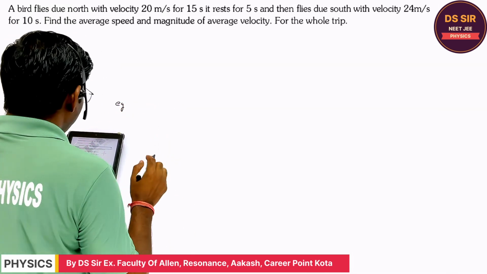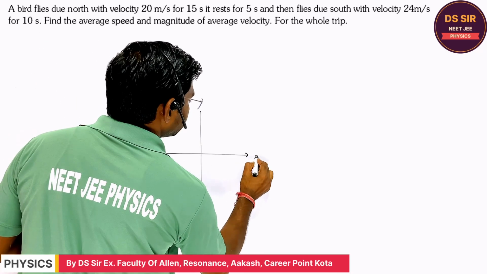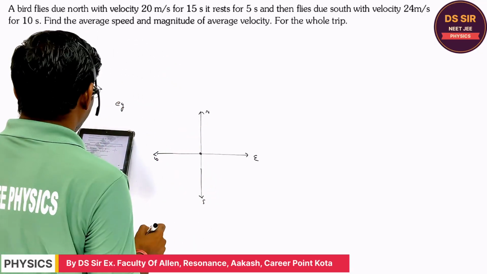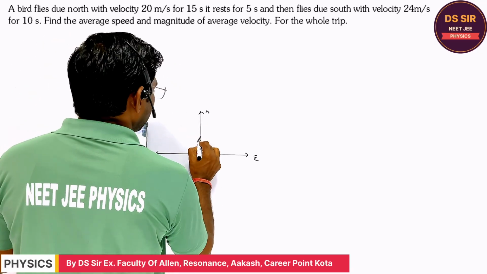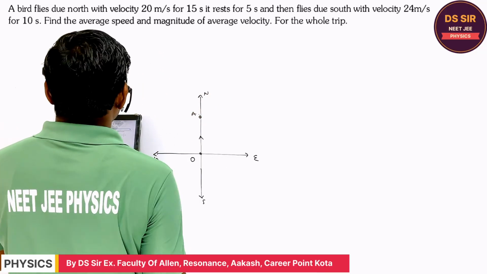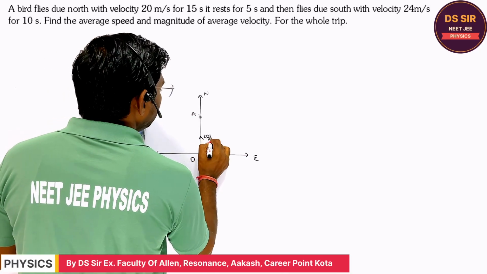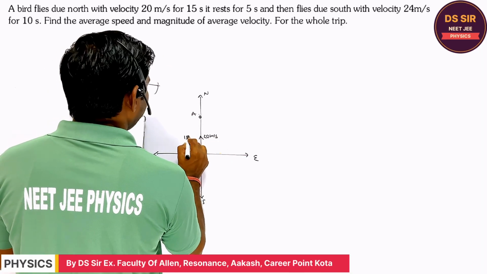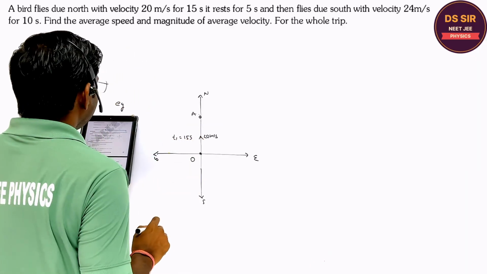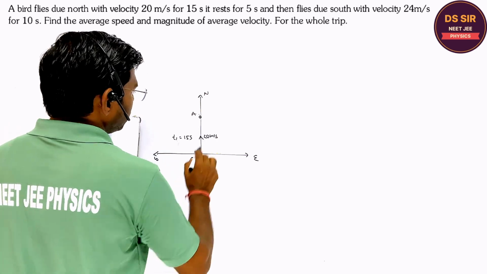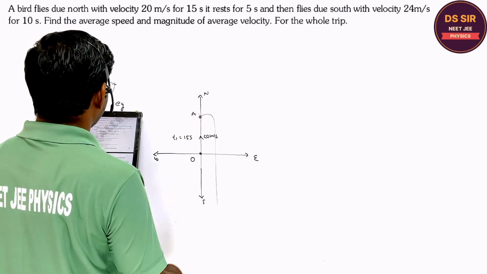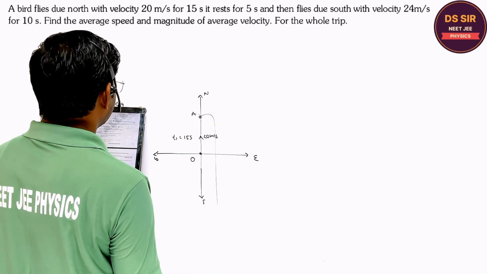So read this question. A bird flies due north. Suppose this is east, west, north and south. The starting point is this, towards north, and it reaches from O to A. The velocity is 20 meter per second and the time is 15 seconds, from O to A. Then it flies due south, which means it moves back, first north then south.